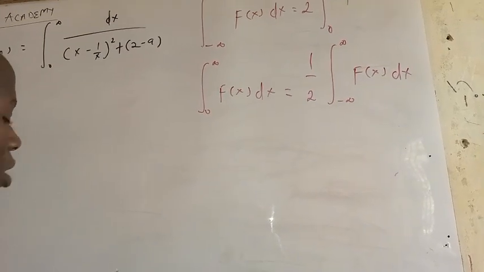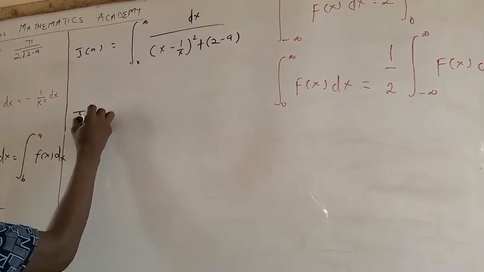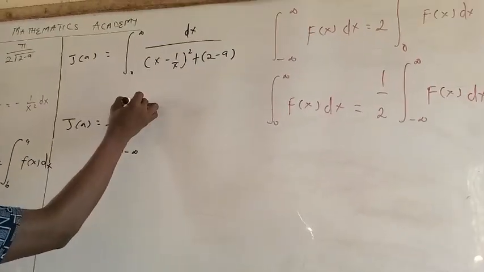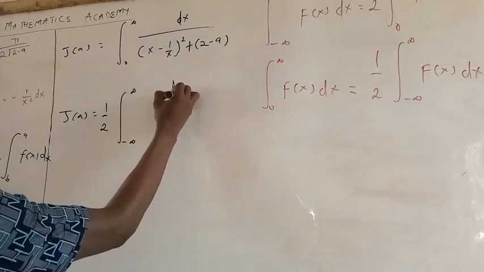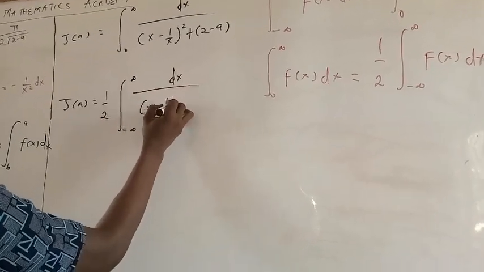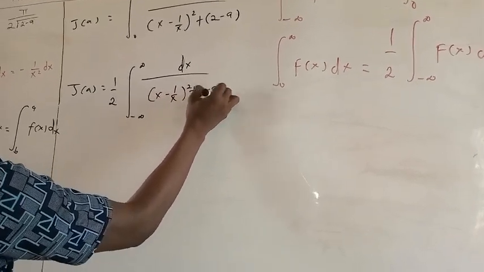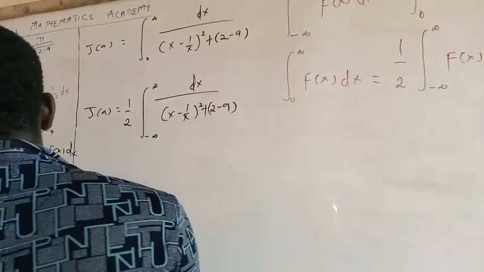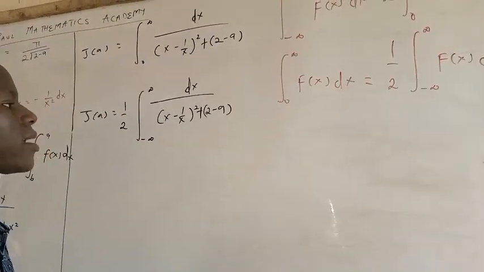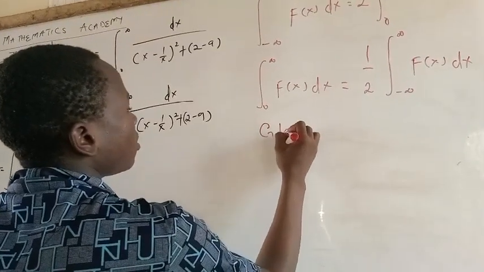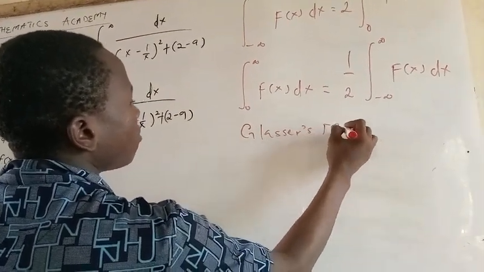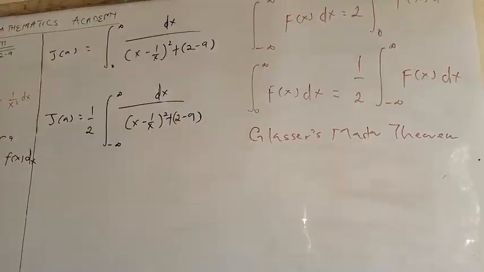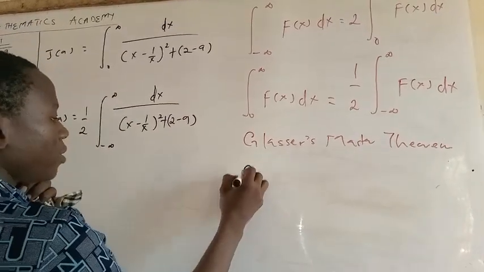Then I have J(a) is equal to 1 over 2 multiplied by the integral running from negative infinity to positive infinity of dx all over x minus 1 over x, squared, plus 2 minus a. Now, I'll be recalling something. We call it Glasser's master theorem. So if you have an integrable function, you have an integral.